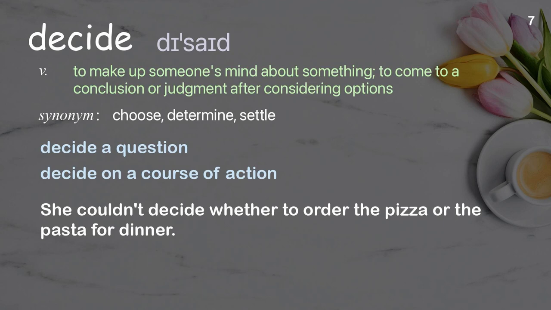Examples. Decide a question. Decide on a course of action. She couldn't decide whether to order the pizza or the pasta for dinner.